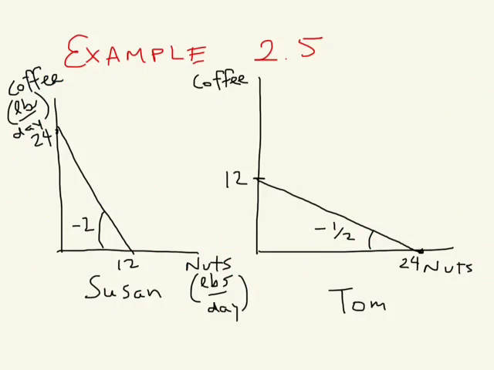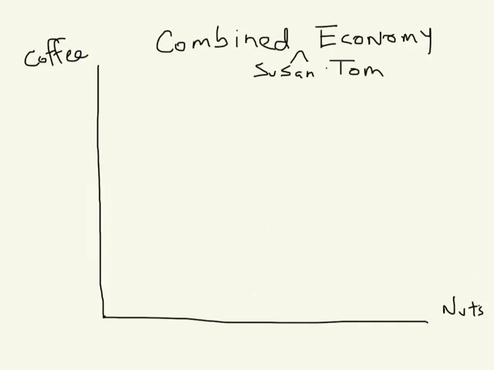Her opportunity cost of coffee is 1/2 pound of nuts per pound of coffee, and Tom's opportunity cost of coffee is 2 pounds of nuts per pound of coffee. All right, so that's going to turn out to be important. So what do we do? Remember, to map the production possibility curve of just an individual's economy, we asked, what if she put all her time into one sector? Usually I put all resources in the good on the y-axis.